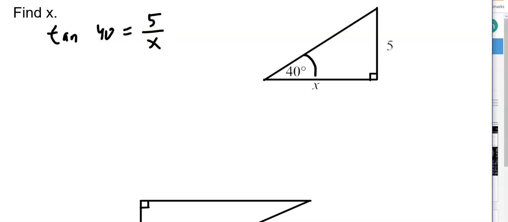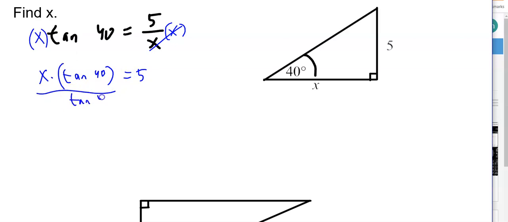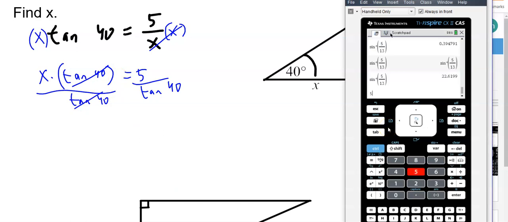You're going to solve that by multiplying both sides by x. That cancels really nicely. You get x times tangent of 40 equals 5. To solve for x, one more step: divide by tangent of 40. You're going to type that in your calculator, and you get x equals 5 divided by tangent of 40.